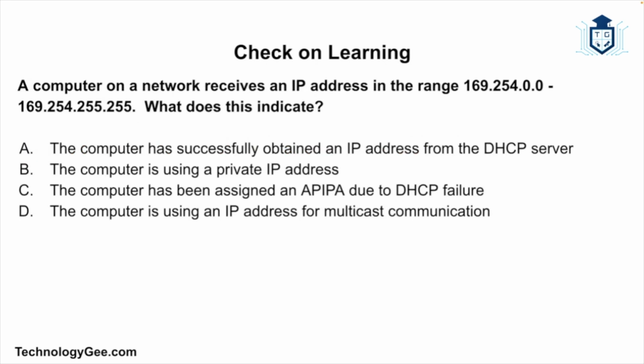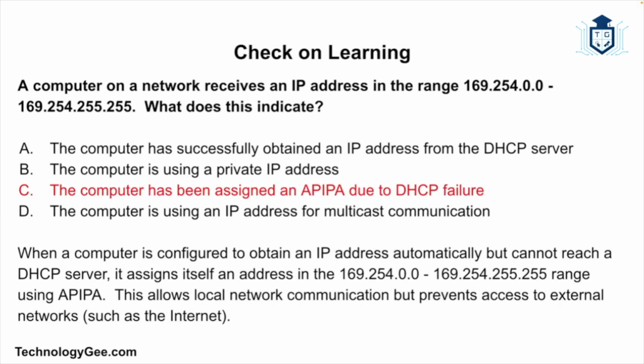And our final question. A computer on the network receives an IP address in the range of 169.254.0.0 through 169.254.255.255. What does this indicate? Is it that the computer has successfully obtained an IP address from the DHCP server? Is it that the computer is using a private IP address? Is it that the computer has been assigned an APIPA address due to DHCP failure? Or is it that the computer is using an IP address for multicast communication? And the correct answer is the computer has been assigned an APIPA address due to DHCP failure.